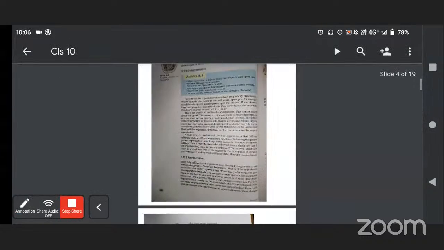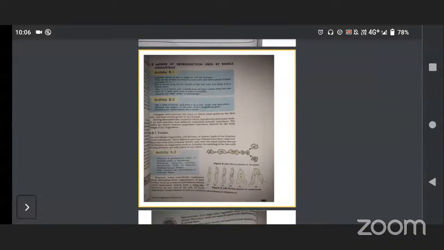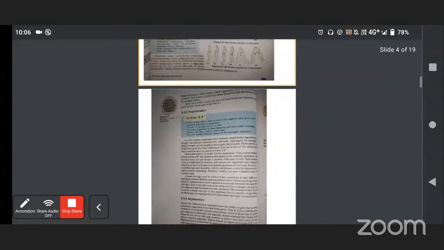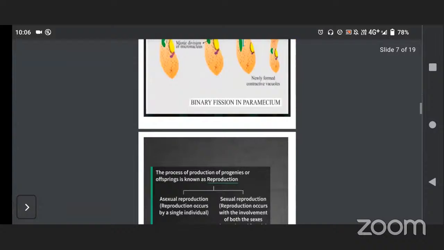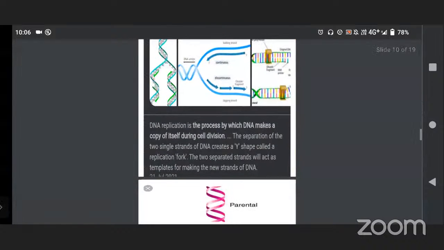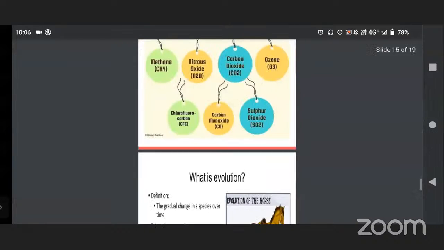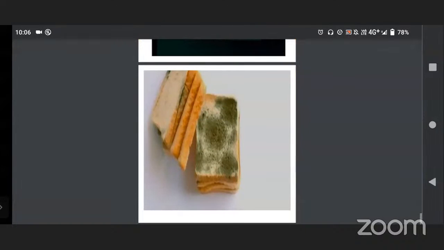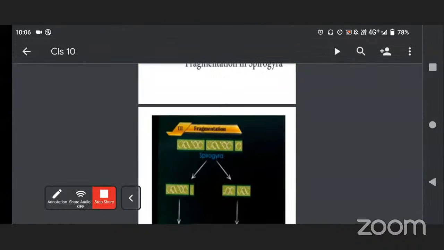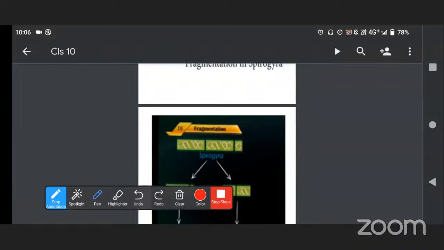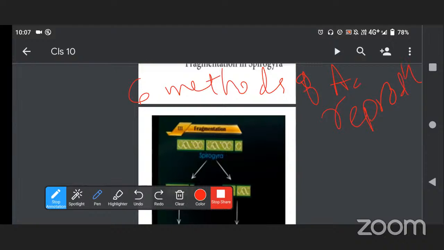First, you see in your book 6 methods are given. First one is what? Fission. Second one is fragmentation. Fission, fragmentation, then regeneration, then vegetative propagation, and budding. These are the 6 methods through which organisms reproduce. Okay, I'm writing here: 6 methods of asexual reproduction. One is fission.